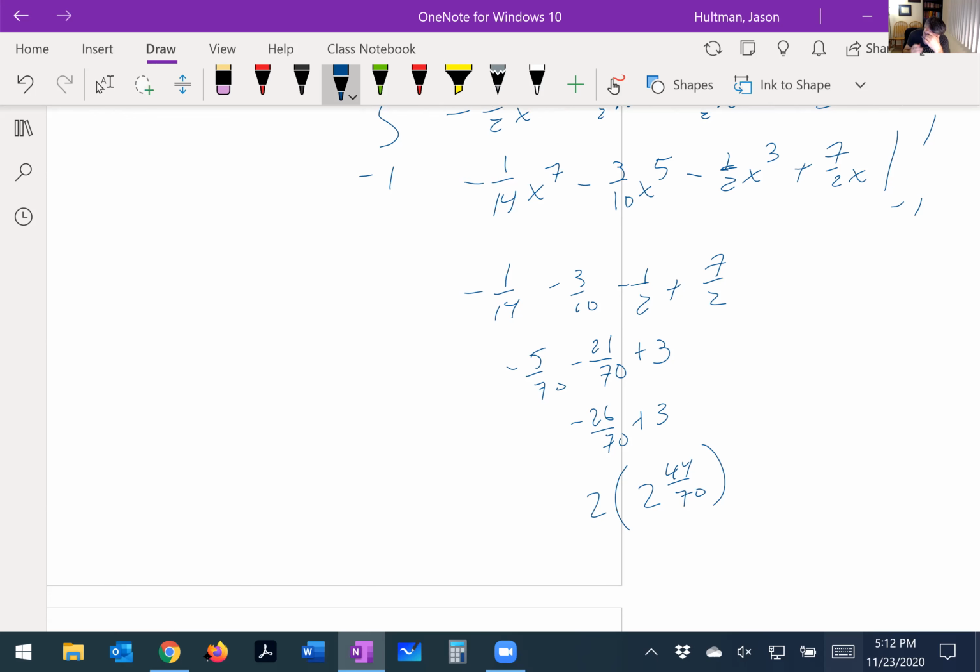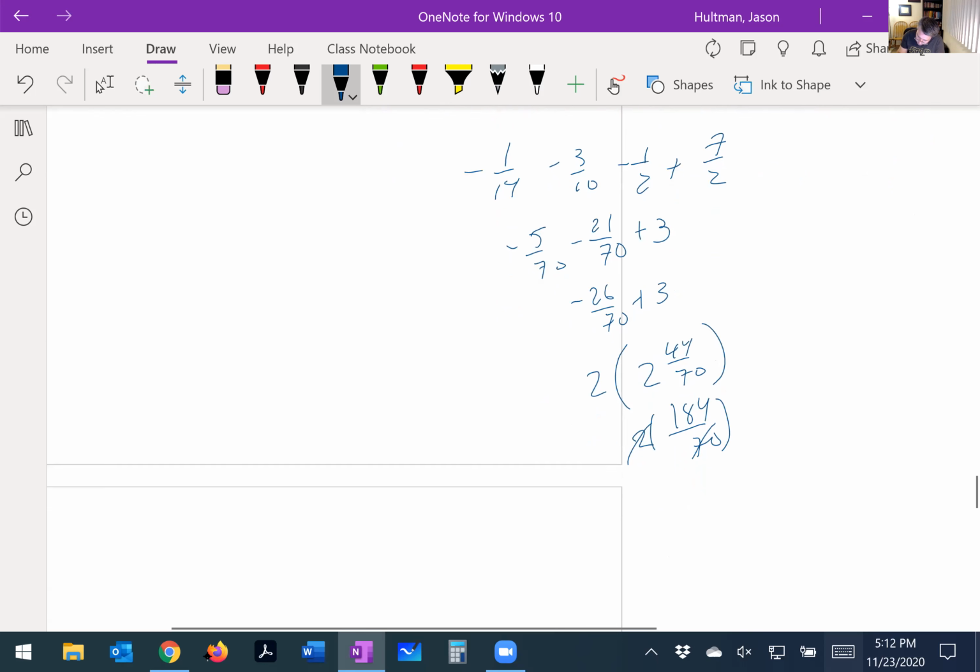Multiply the whole thing by 2. This is going to be 184 over 70 times 2. Cancel it out, we get 184/35.